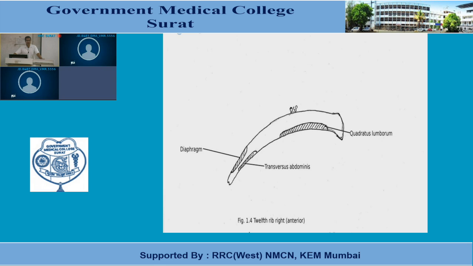And the 11th rib. In the 11th, head is present, neck is present, tubercle is present, but the costal groove is not so prominent, or you can say absent, and it is very short. And the last rib is the 12th rib.